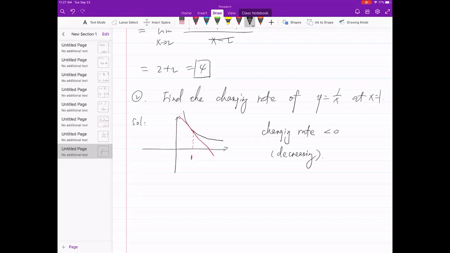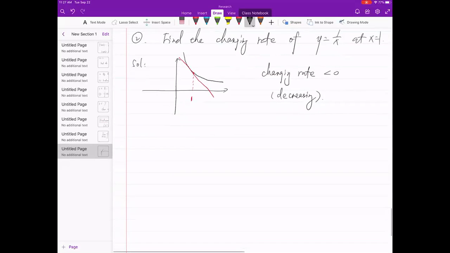Okay. Can you tell more? We cannot. It may be -2, it may be -3, it may be, I don't know, -1.5. We really have to go to the calculation. Okay, so let's do the computation. Changing rate is the same as the derivative, and the derivative is this formula: f(1 plus h) minus f(1), divided by h, a equals 1.